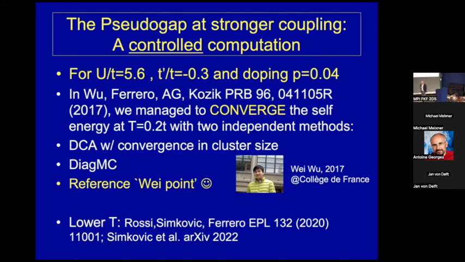The first handshake that demonstrated that, we've known that from cluster DMFT for many, many years. Emmanuel Gull, for example, who is somewhere in the audience, and many other groups in the world have documented that already 20 years ago in cluster DMFT calculations of various kinds. But this paper here established a handshake between diagrammatic Monte Carlo methods in the infinite volume limit and cluster dynamical mean-field theory in the DCA version, carefully extrapolated to large cluster size. And this is the work of Wei Wu when he was a postdoc at Collège de France a few years ago.